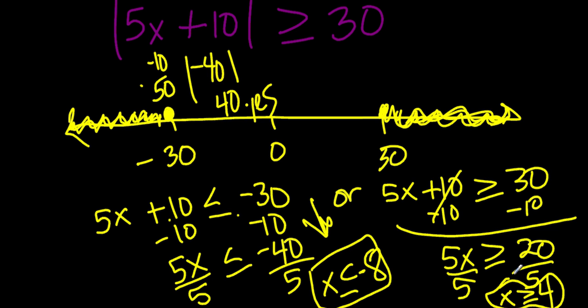And so let's fill in, actually, let's just do 4. What's 5 times 4? 5 times 4 is 20. 20 plus 10 is 30. Is 30 greater than or equal to 30? Yes, it is. Isn't that super awesome?